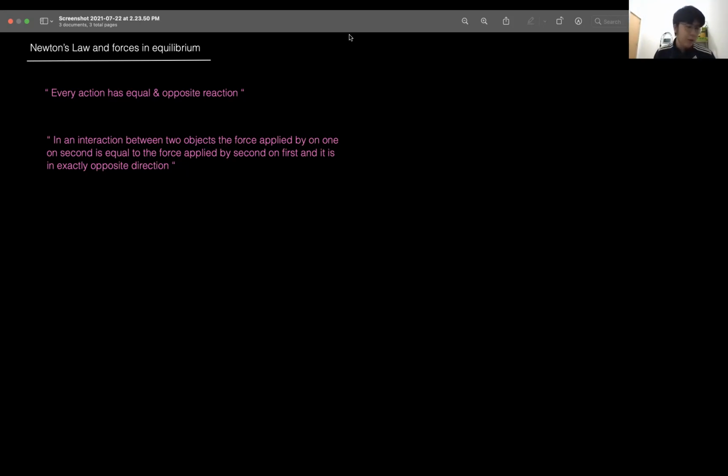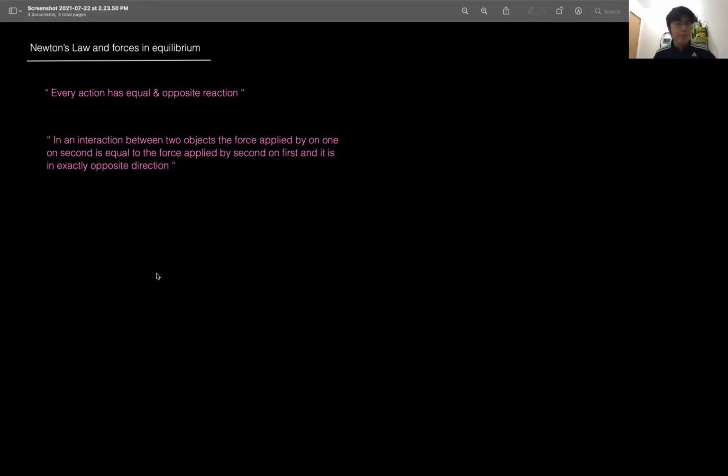Now let's go to Newton's third law. I want to focus more on this third law today. Newton's third law: every action has an equal and opposite reaction. This is a very general statement. In layman's terms, it says that in an interaction between two objects, the force applied by one object on the second is equal to the force applied by the second on the first, and it is in the exact opposite direction.